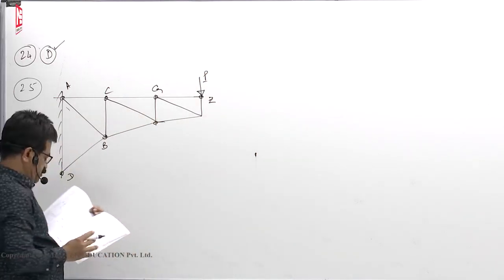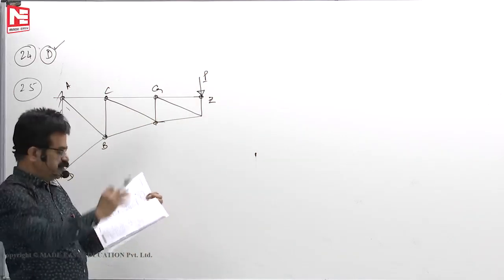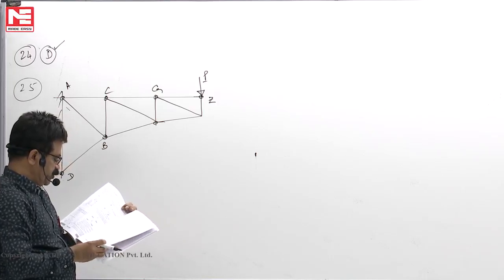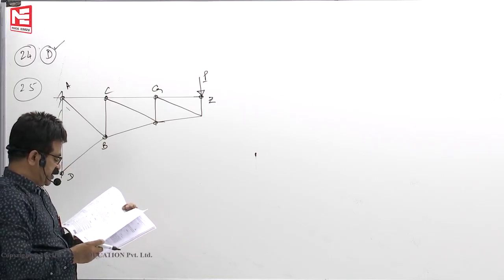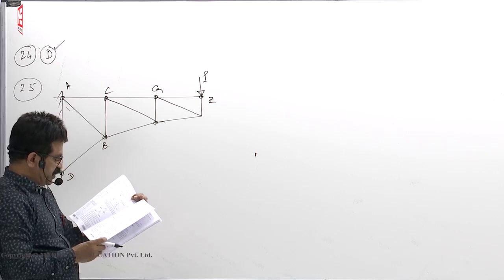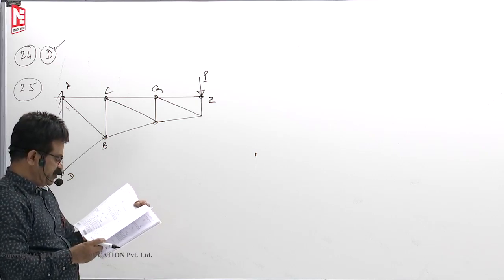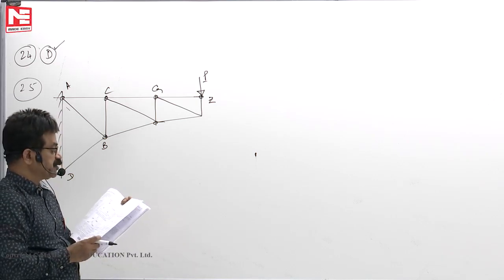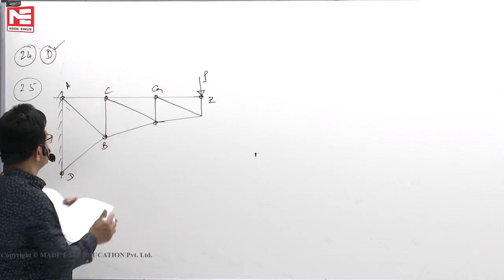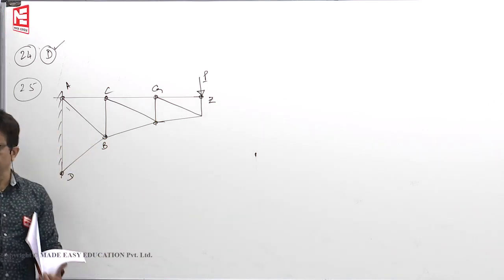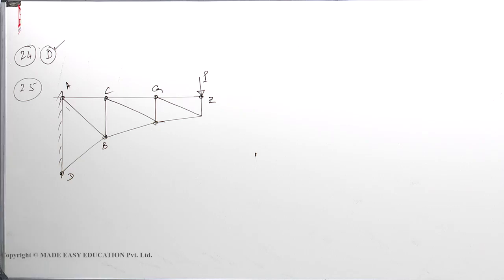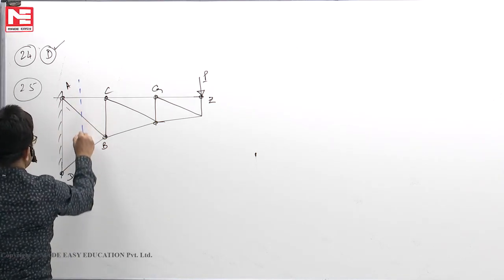This is the structure. It is a cantilever pin jointed truss, carries one load P at the joint Z as shown in the given figure. The hinges are in the vertical bar at A and D, and the truss has only 3 horizontal members. What is the nature of the force in the member AB? How do you find it? First of all, how do we find forces in the members? We'll cut AB by section 1-1.